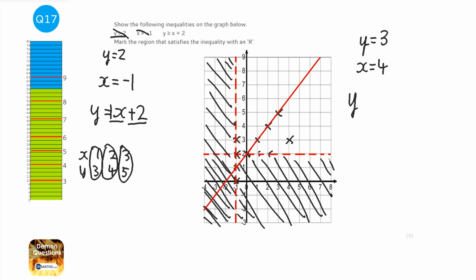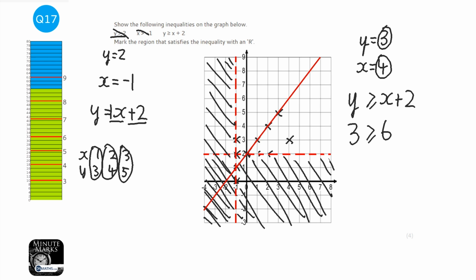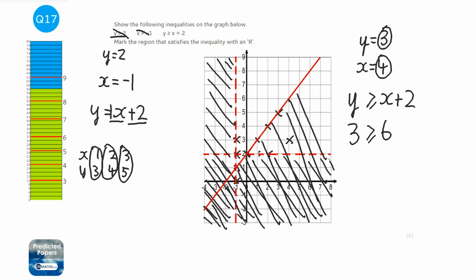So what we want is y to be greater than or equal to x plus 2. Now x plus 2 is going to be 4 plus 2, which is 6. So is 3, which is our y coordinate, greater than or equal to 6? Well, no, 3 is not greater than or equal to 6. So that shows us that we want to shade in this bit because we don't want this bit. So that coordinate was part of the region we didn't want.